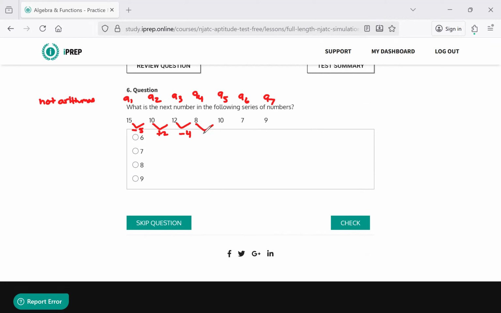And then 8 to 10, you had to add 2. From 10 to 7, you had to subtract 3, right? 10 minus 3 is 7. And then 7 to 9, you had to add 2. So this is definitely not arithmetic. And I also don't think we have a common ratio. I don't think we have a geometric sequence, because is there a constant number that you multiply to get each term? No. What do you have to multiply 15 by to get 10?